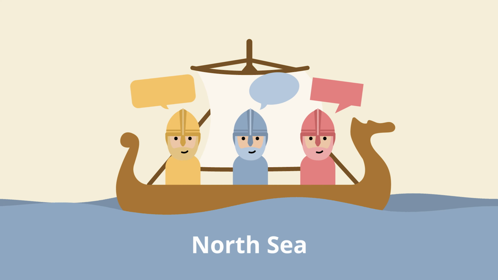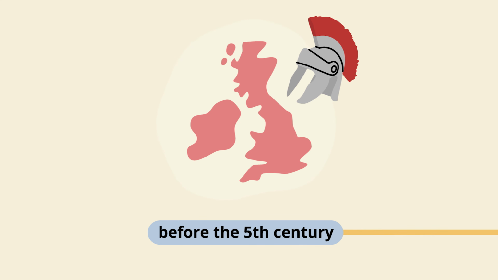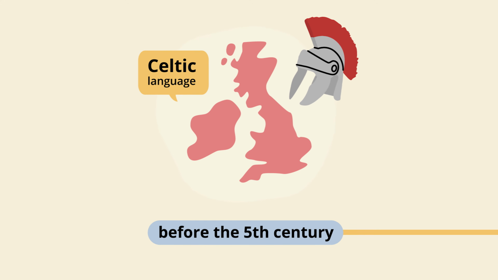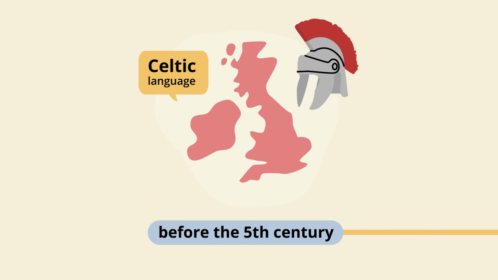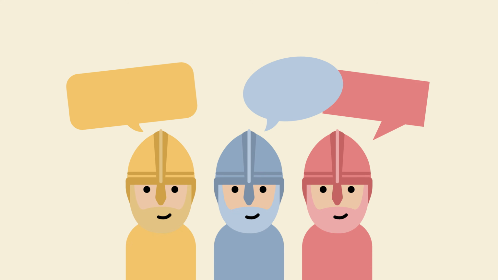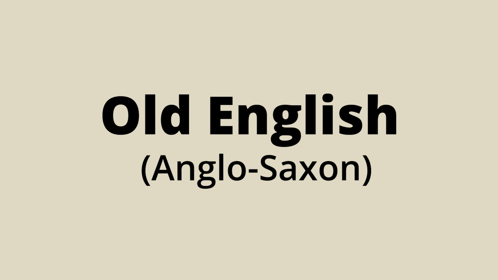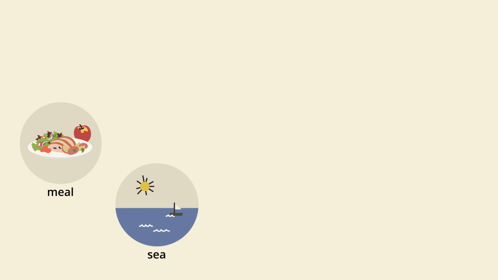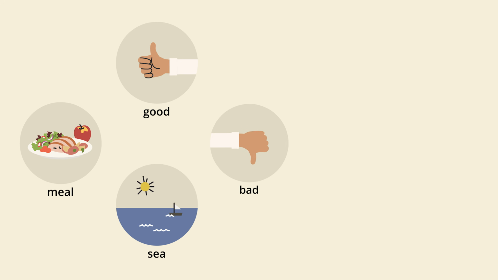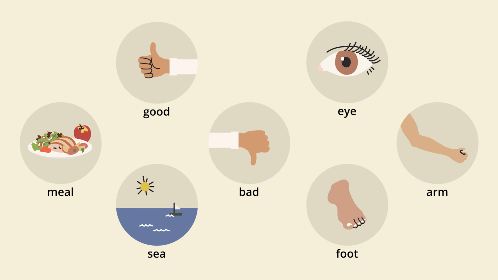Before the arrival of these tribes, the people of Britain were part of the Roman Empire and spoke a Celtic language. The language of these tribes became known as Anglo-Saxon, or Old English. Some Anglo-Saxon words that we still use today are meal, sea, good, and bad. The Anglo-Saxon names of many body parts are also still in use, including eye, foot, and arm.